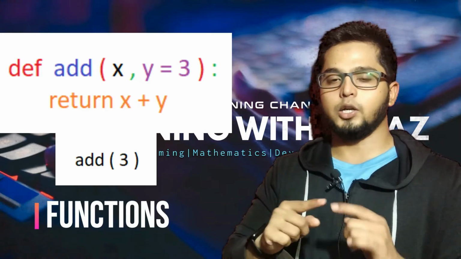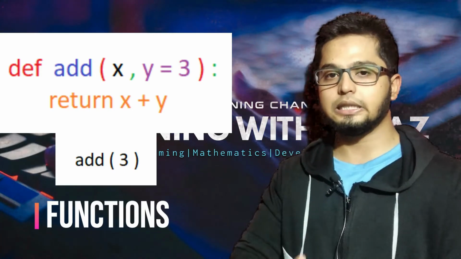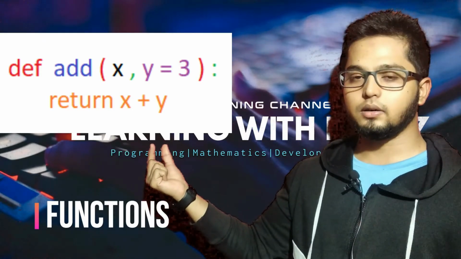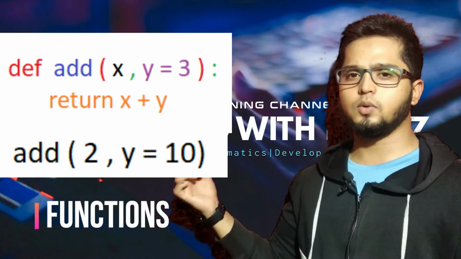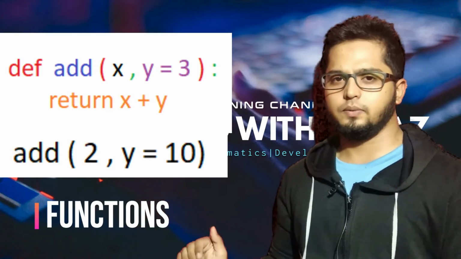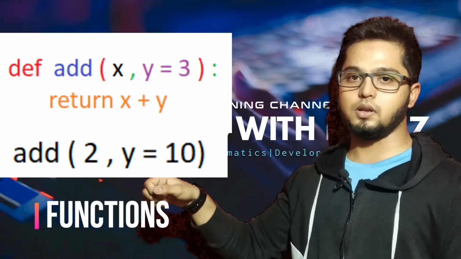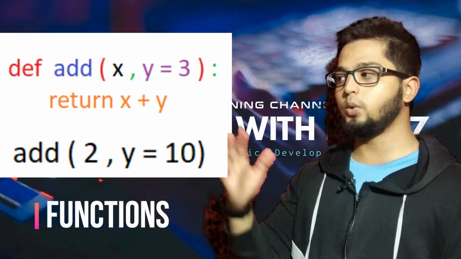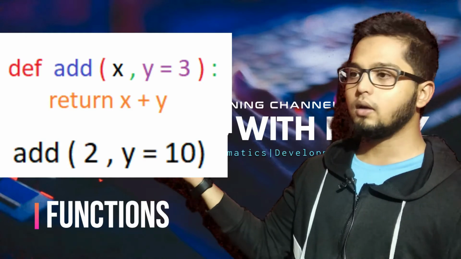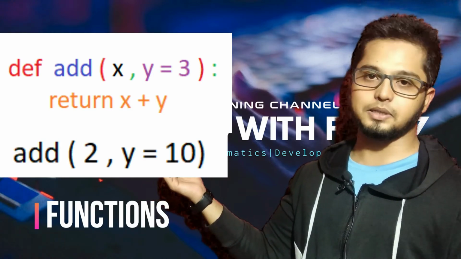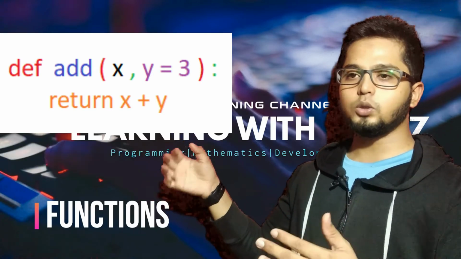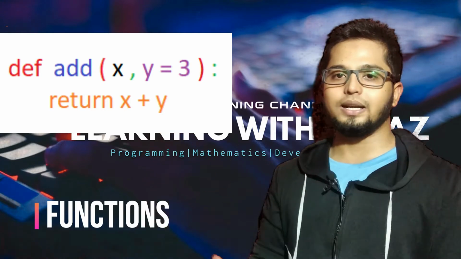It is not that you cannot change your default values; you can change them. I can give add of x equal to 2 comma y equal to 10, so it is going to return 12. So default values can be changed outside the function as well as inside. I can do y equal to 20 in the function, return x plus y, then add of 2 is going to return 2 plus 20, that is 22.